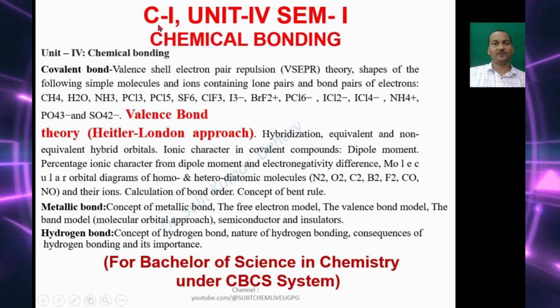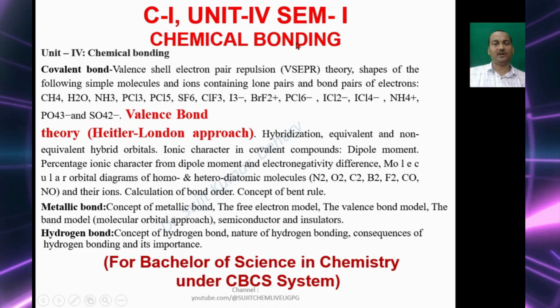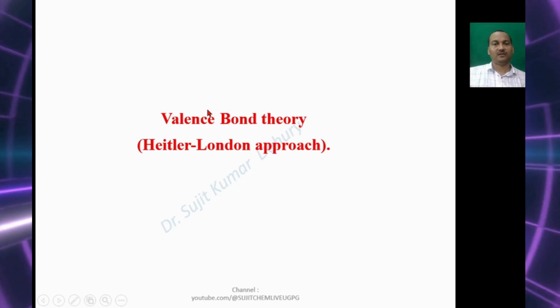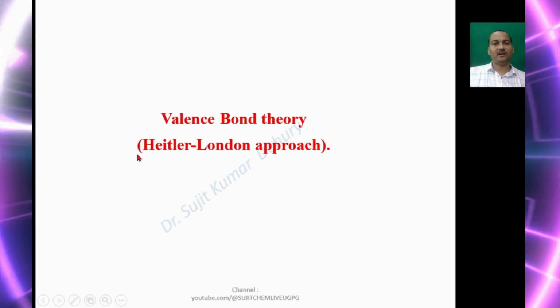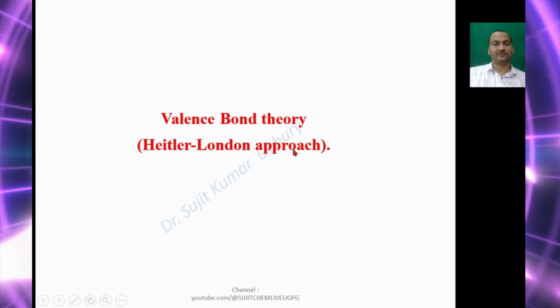This is the syllabus for Core 1 paper, Unit 4, Chemical Bonding. Let's discuss what is valence bond theory, the Heitler-London approach.